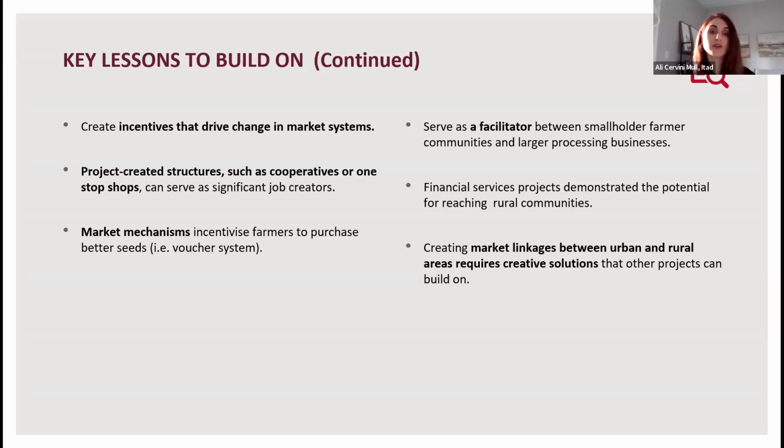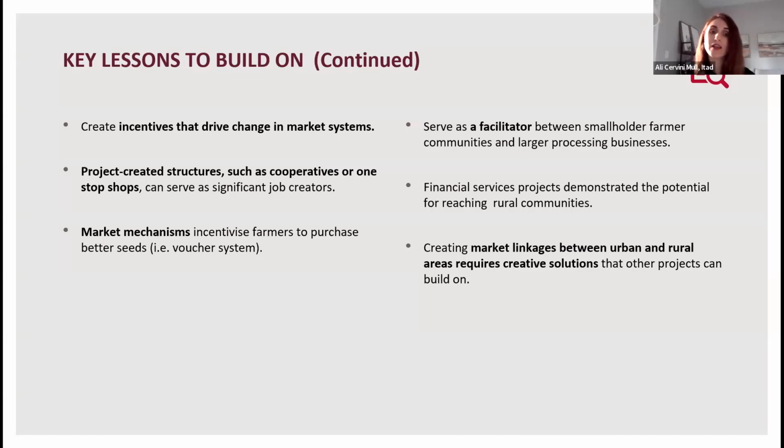The last two include financial service projects that demonstrated the potential for increasing financial services to rural communities while reducing risk for financial service providers. Other projects could build on this by supporting local enterprises to develop bankable business concepts, buying down risk to incentivize MFIs to increase credit access, and facilitating market linkages between producers and upstream off-takers.